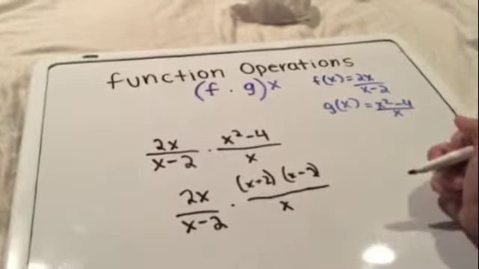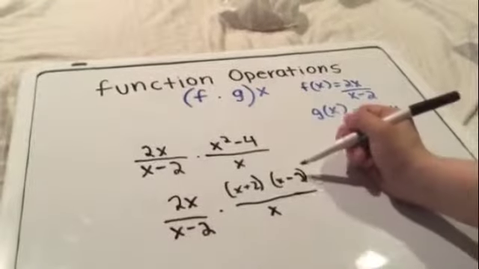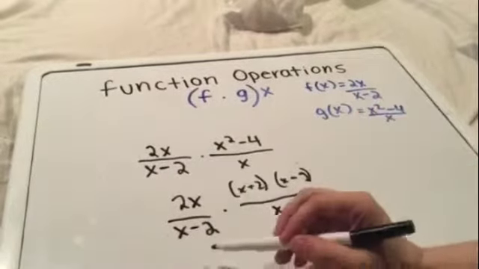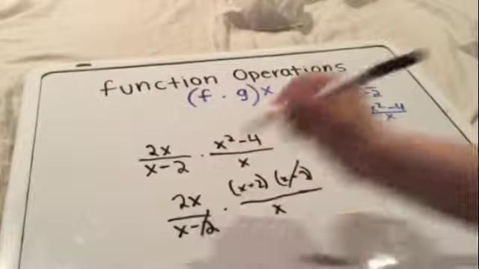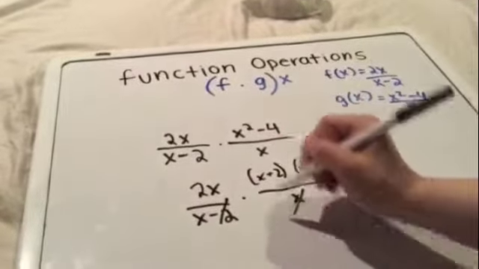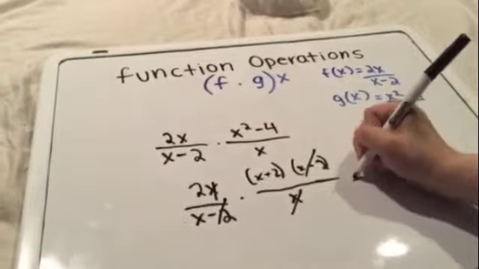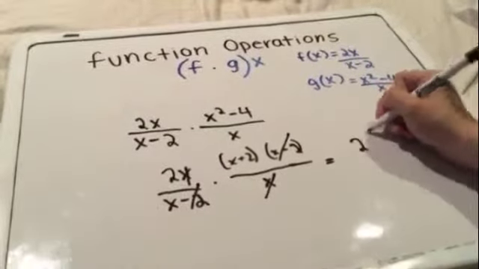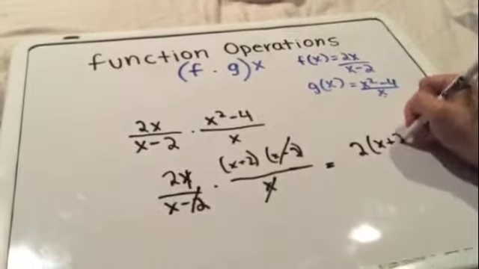Our next step is that we can now cancel things out. We know that there's an x minus 2 in this numerator and this denominator, so these will cancel. We also know that we could cancel other things, like this x and this x. We can now conclude that our final answer would give us the simple answer of 2x plus 2.